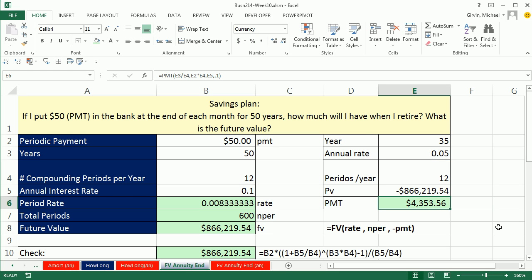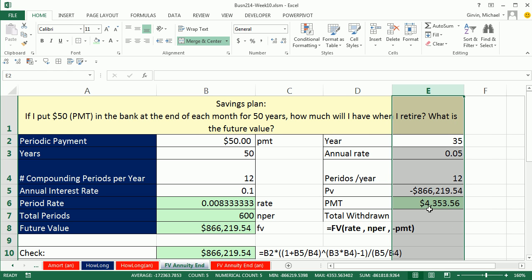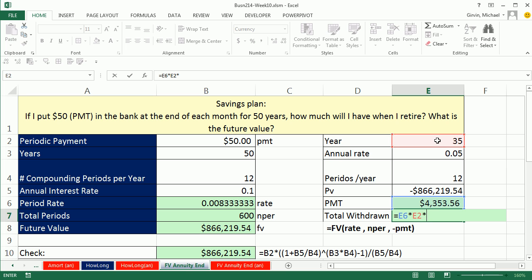And so that's a lot of money, $4,300 each month, based on the fact that we had $866,000 on the day we retired. Now we could do one step further. Total withdraw. And I'll come up here and change the column width. Copy. I'm going to paste this here just to get the format in, then change the formula, escape. Equals this times what? Times 35 years times the 12 months.